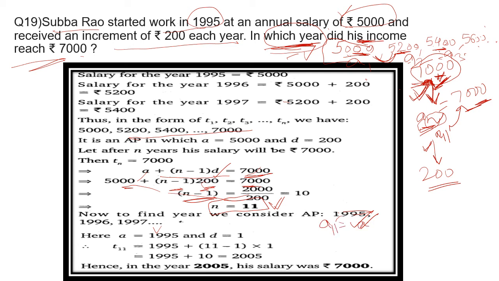So you can put the value a plus 10d here. What is the a? 1995. D will be equal to 1, because the difference between the years is 1 year. It will come out to be equal to 2005. That is, in 2005 the salary of Subba Rao will be equal to 7,000. I hope this question is clear. Moving on to the next question.